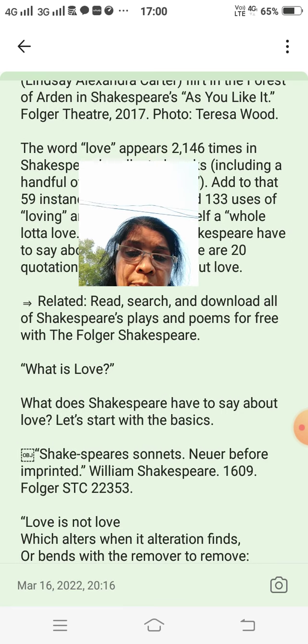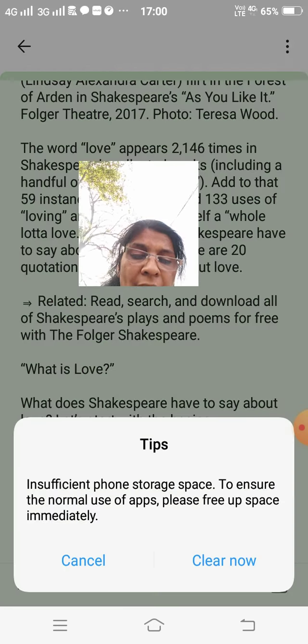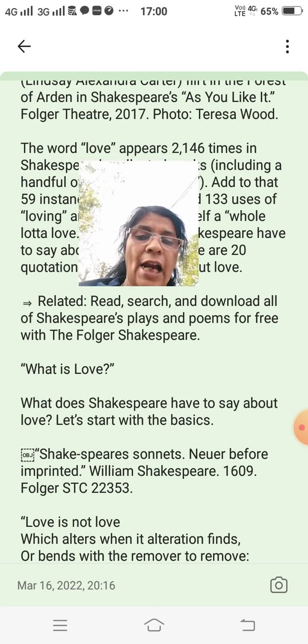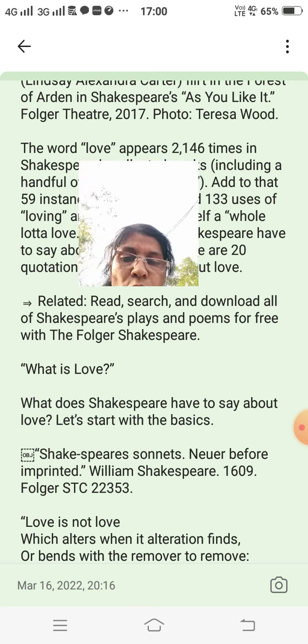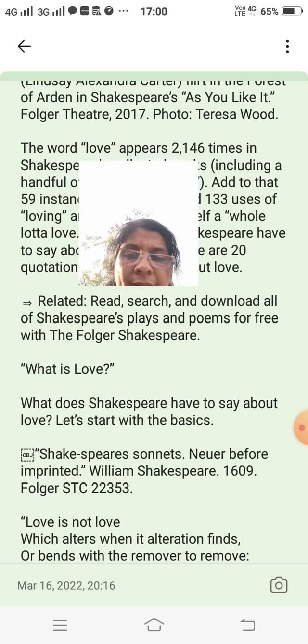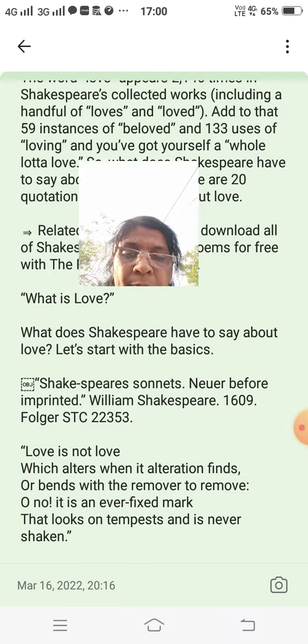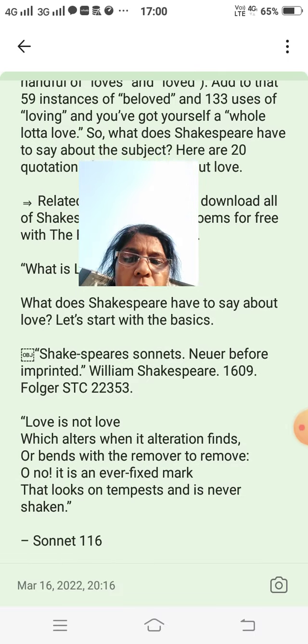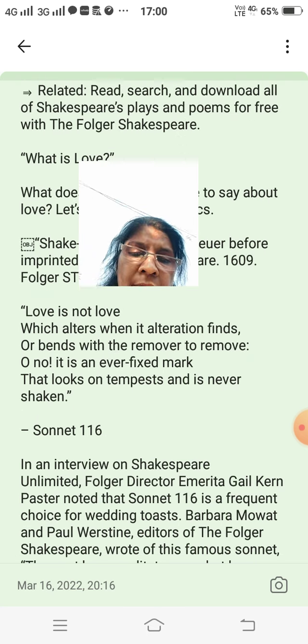What is love? What does Shakespeare have to say about love? Let's start with the basics. Love is not love which alters when it alteration finds, or bends with the remover to remove. O no, it is an ever-fixed mark that looks on tempests and is never shaken.